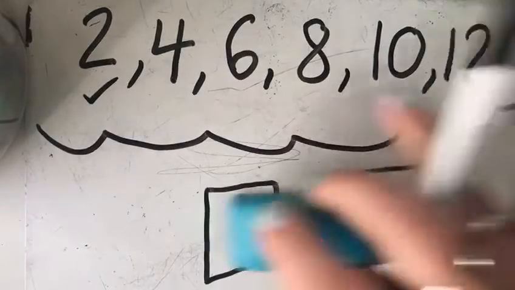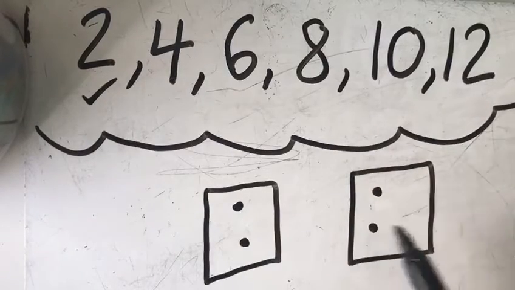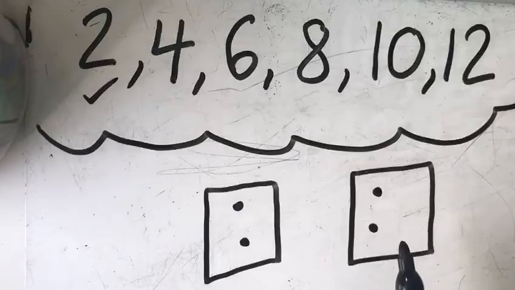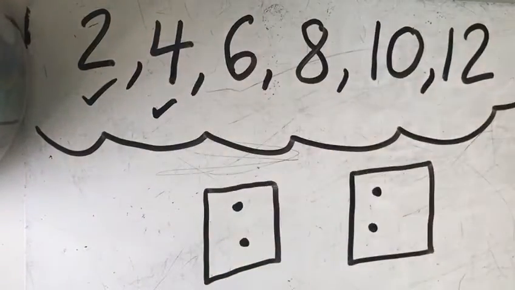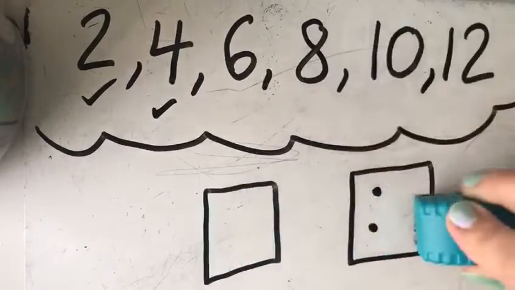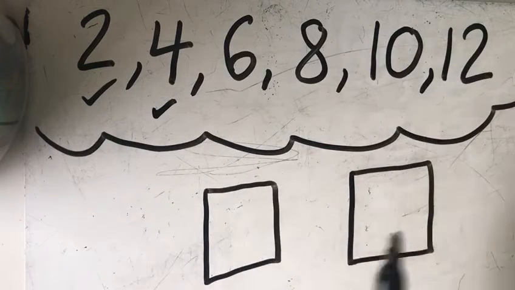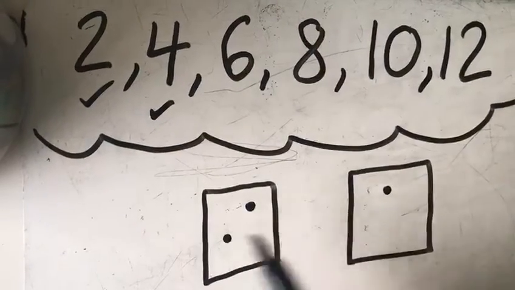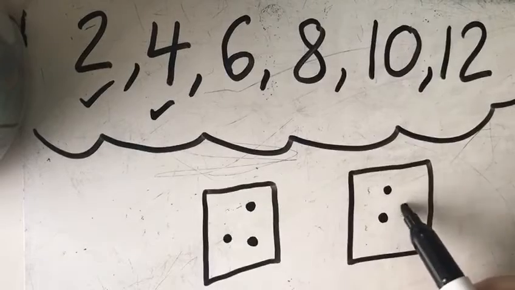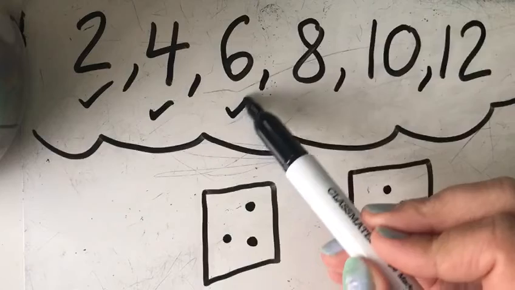What about the number 4? Let's try. 1, 2, 3, 4. 2 in this box, 2 in this box. So I can split it in half. So I'm going to give 4 a tick. Let's try the number 6. Now notice that I am taking it in turns between my 2 boxes to make sure that there are equal parts in this one and in this one. So let's try. 1, 2, 3, 4, 5, 6. 3 here, nothing left over, so 6 can be halved.